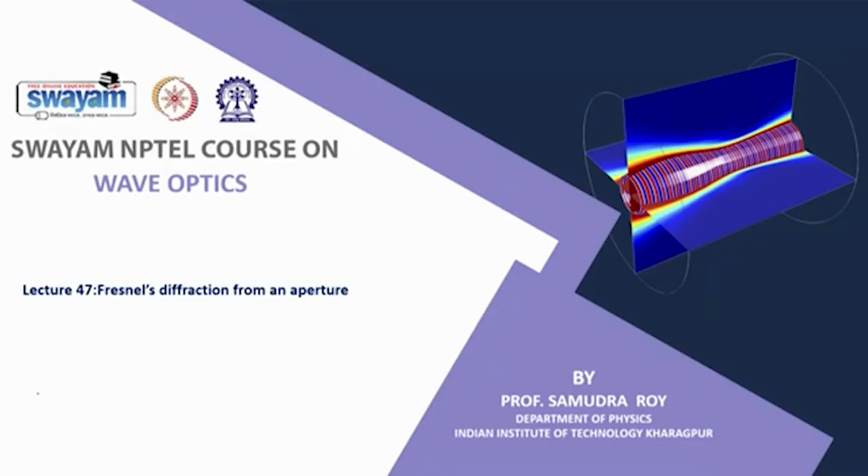Today we have lecture number 47, and in today's lecture we are going to discuss the diffraction phenomena for an arbitrary aperture and how it happens in Fresnel's case.